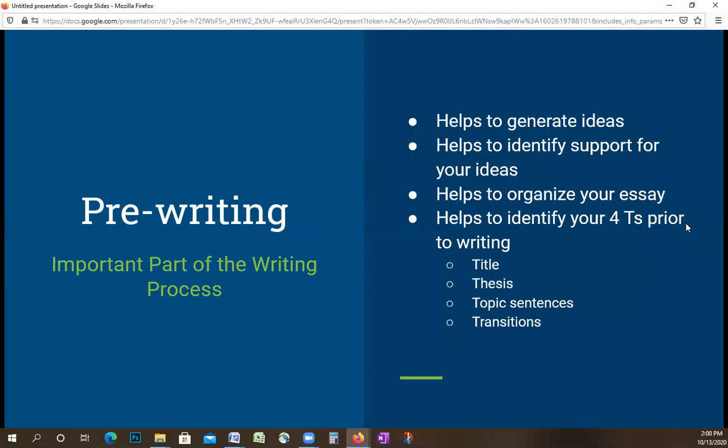So pre-writing helps to generate ideas, helps to identify support for your ideas, helps to organize your essay, and helps to identify the 4 T's that are going to be integral to any paper: title, thesis, topic sentence, and transitions.